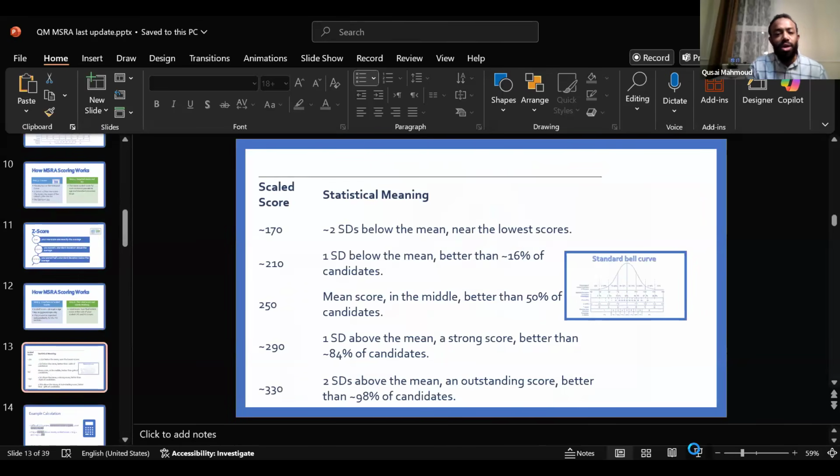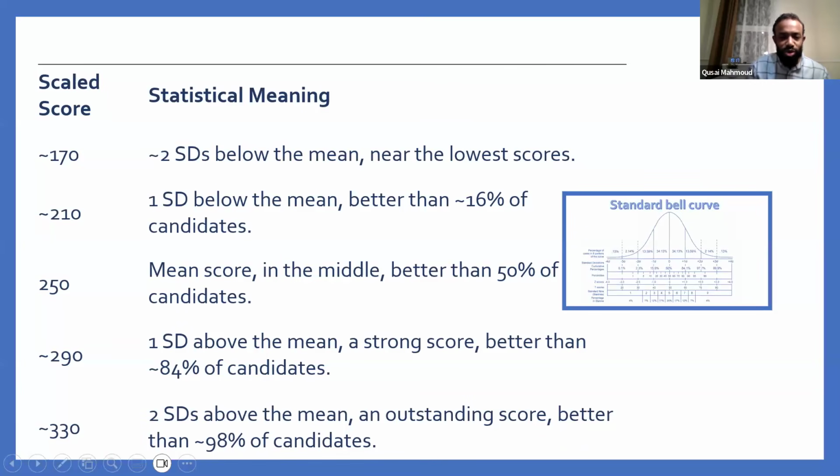Again, if you are scoring 250, that means you are moving nowhere from the average. You are scoring 0 in the Z score. If you are scoring 290, this is a whole one standard deviation above the average, above the mean, which is very high. You are in the top 16%. You are better than 84% of the people.